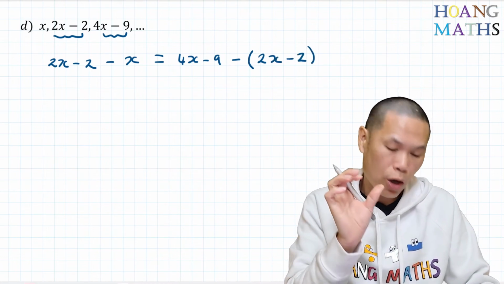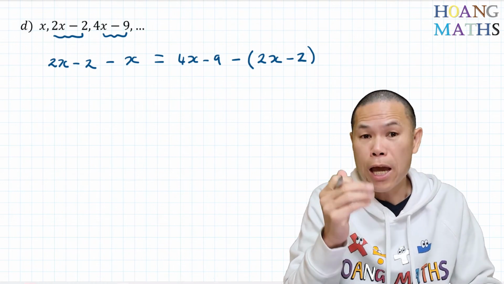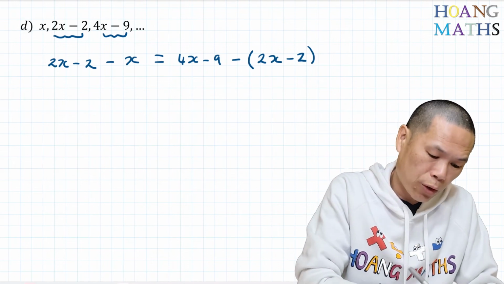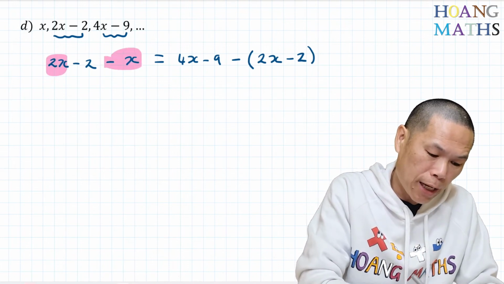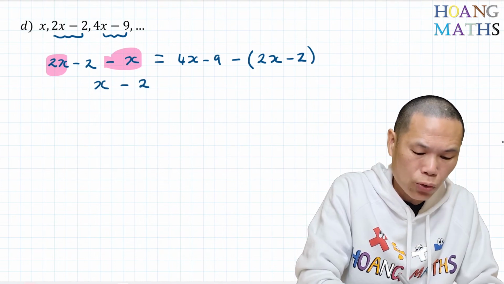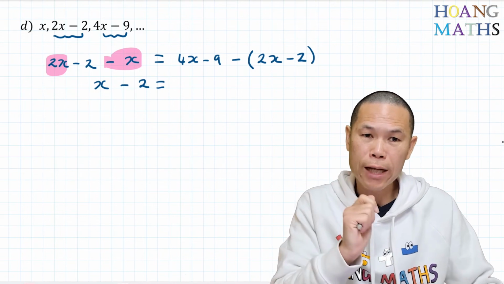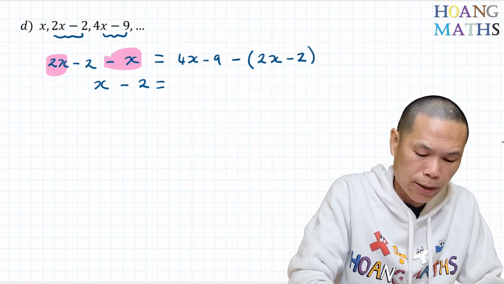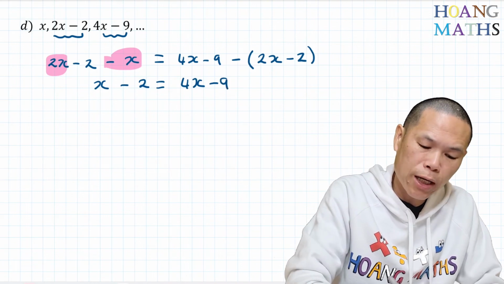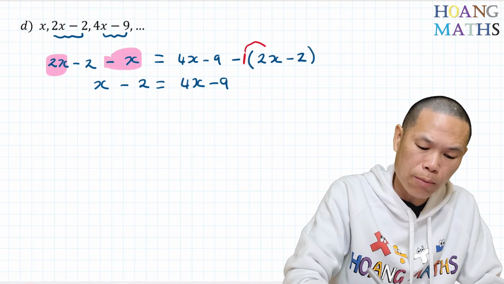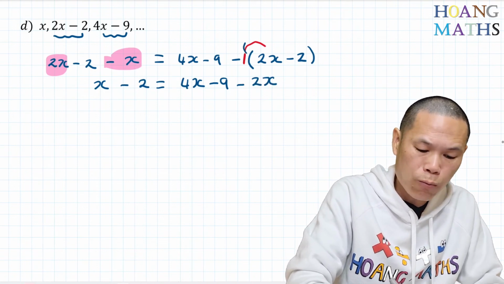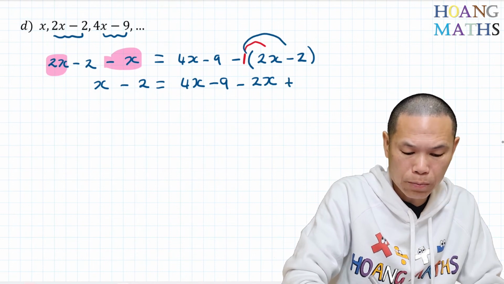So now what I do, on the left hand side, I collect like terms, and on the right hand side, I remove the brackets first, okay? So we have 2x and we minus x. That gives me x. And then negative 2, I write that down. Now on the right hand side, I just remove the brackets. This one, I just write it down. And no number in front of the brackets means 1. So negative 1 times 2x is minus 2x. And negative 1 times negative 2 becomes plus 2.